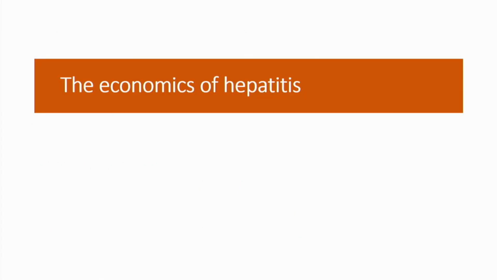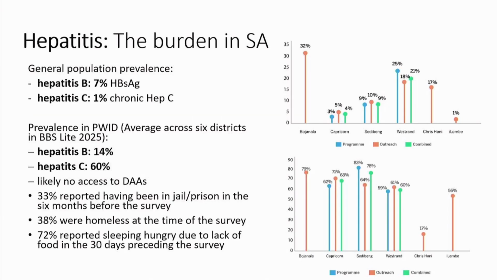In terms of hepatitis, South Africa has done a bit more, and I'll also talk about a couple of global exercises. Firstly, in terms of the burden in South Africa, and I would imagine that has been mentioned a couple of times along this conference as well, the general population prevalence is about 7% for hepatitis B, looking at antibodies, as well as 1% of the population are estimated to be chronic hepatitis C carriers.